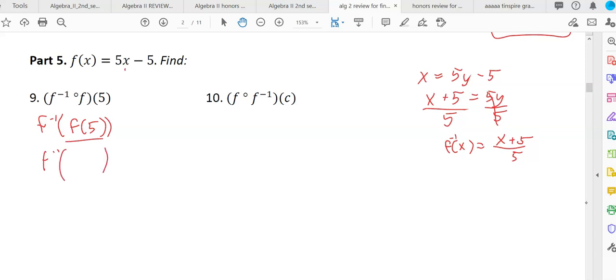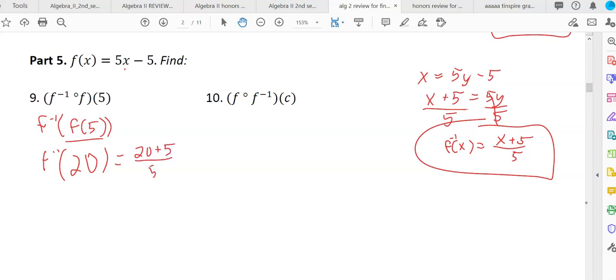F of 5 would be, plug a 5 in right there. 25 minus 5 is 20. Plugging that now into the x function, the inverse function over here. So this is going to be 20 plus 5 over 5. We get 25 over 5, which is 5.